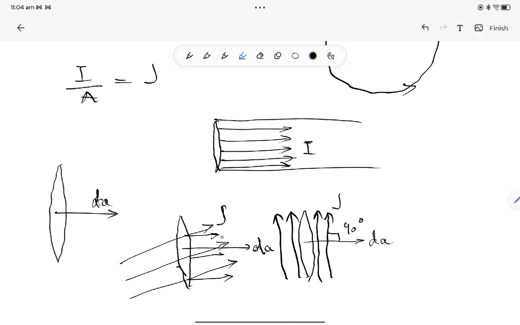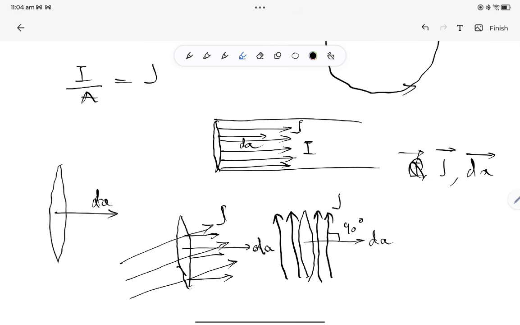If the angle between J, this is J, and this is dA, if the angle is zero, then the current is maximum. If the angle is somewhere between 0 and 90, the current is neither 0 nor maximum. This means the relation between I and J is like that of a dot product, J and dA is like that of a dot product.